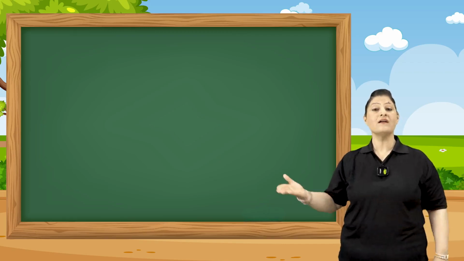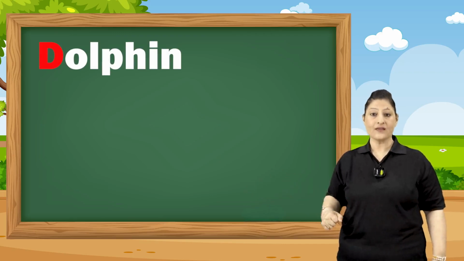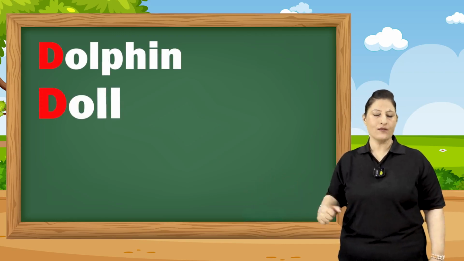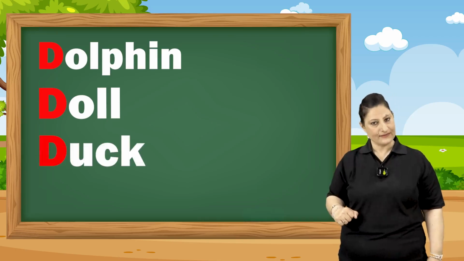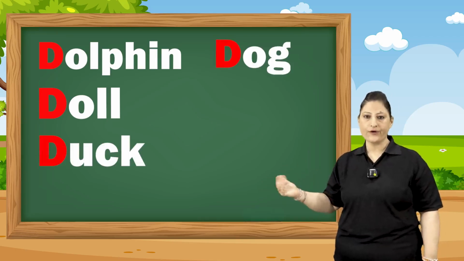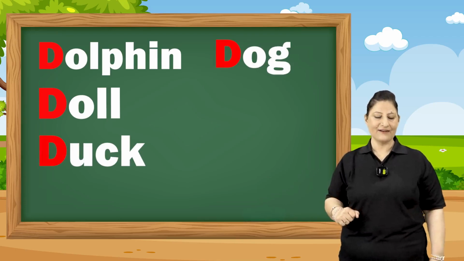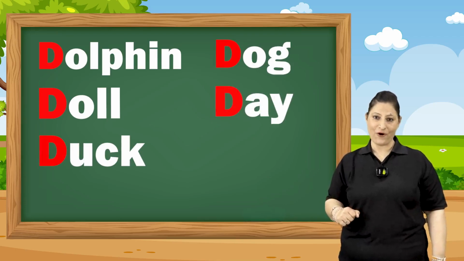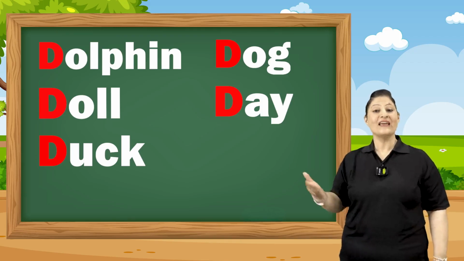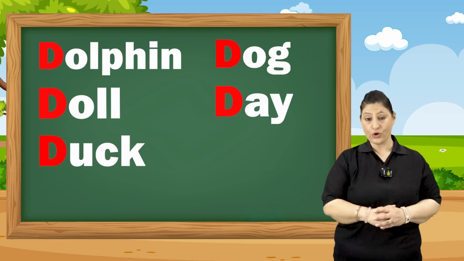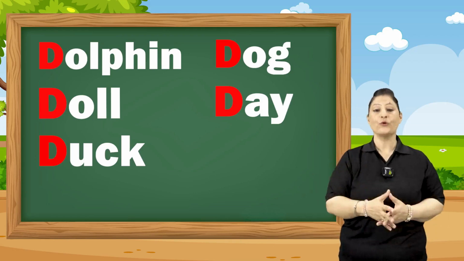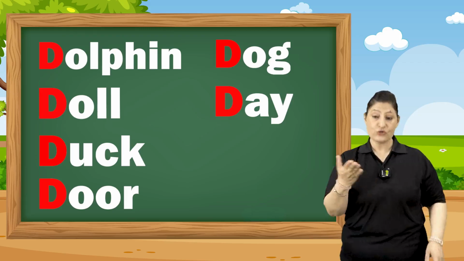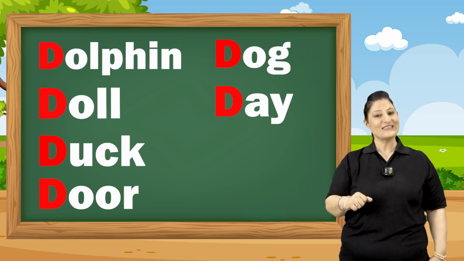As in D. Dolphin. D. Doll. D. Duck. D. Dog. And the first one was D. Day. D. Day. Now children, in the classroom you can see a door which also has a sound of D.